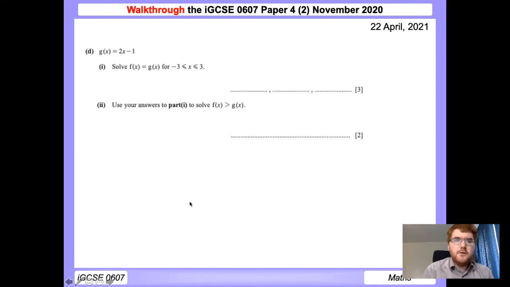Okay, and now we go on to part D. This is very, very typical for a GDC question, where they give you another function, in this case a straight line, and then you need to solve the equation.